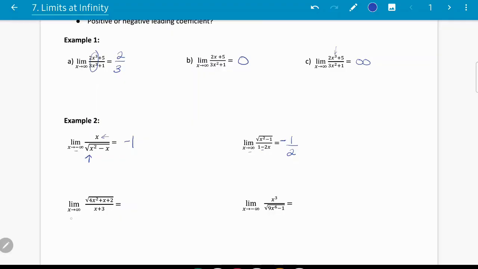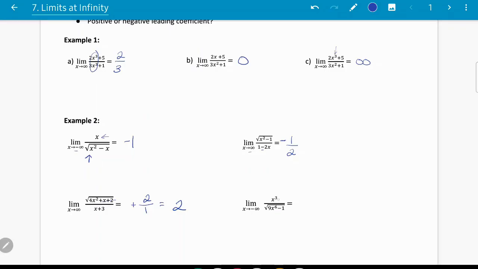Looking at the next one, we have the square root of 4x squared plus x plus 2. We can ignore that x plus 2. Recognize that our net power is an x, but our coefficient is also the square root of 4, which is 2. So we have 2 over 1. Both of these are positive, and so the limit is 2.